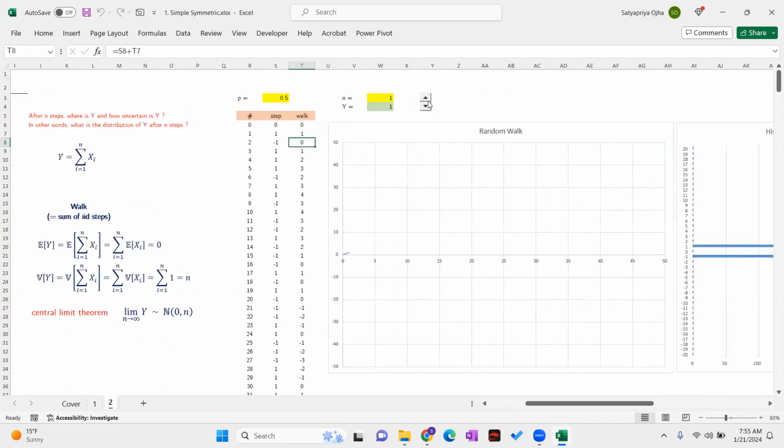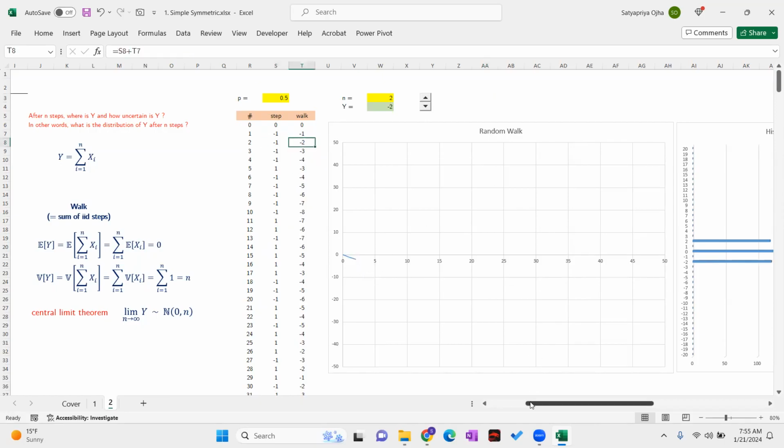Okay, after two steps, let's see. If I increase the steps, you see it took a -1 and a +1. So overall, the value of the walk is 0. That is what you see in the diagram. I can do multiple random simulations. So now it is +1, -1 again. This time it is -1, -1. You can see -1, -1, leading to -2.